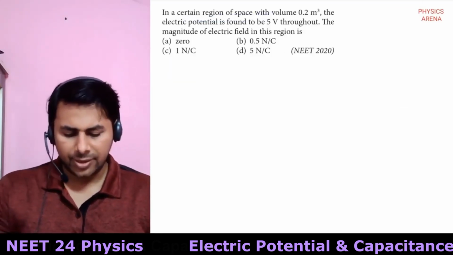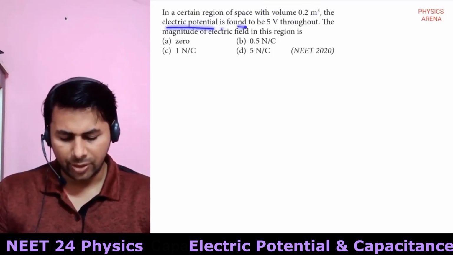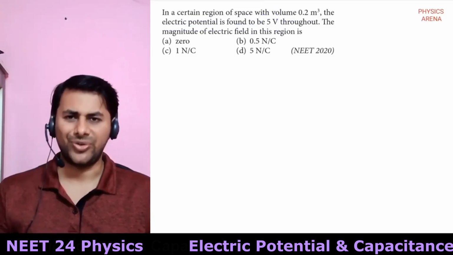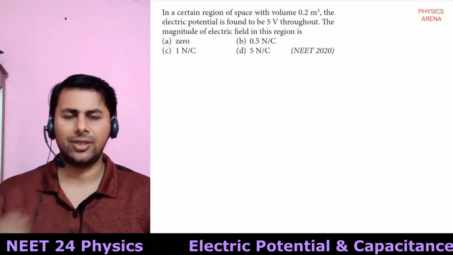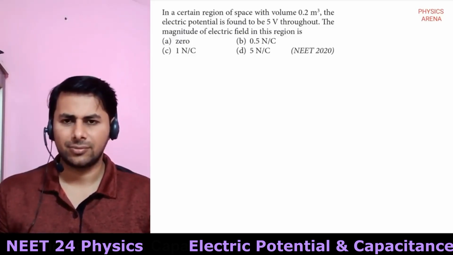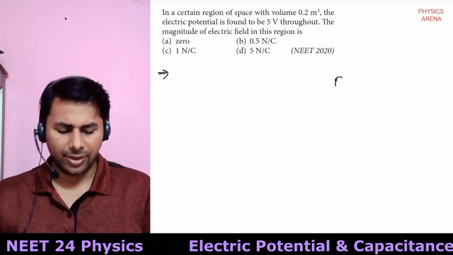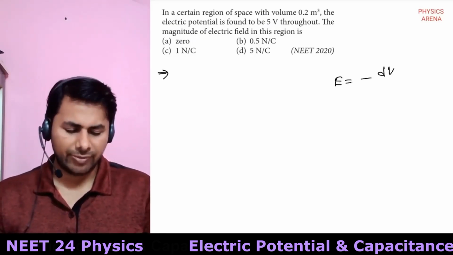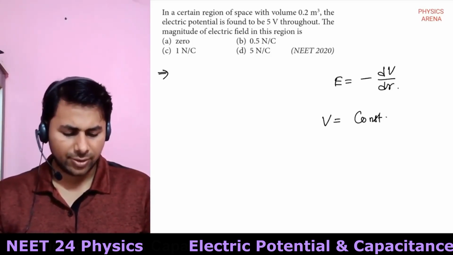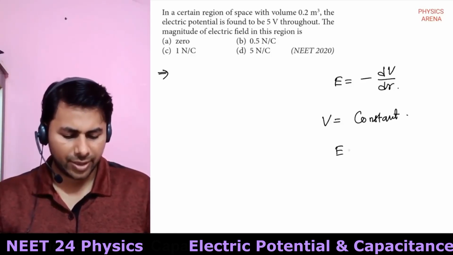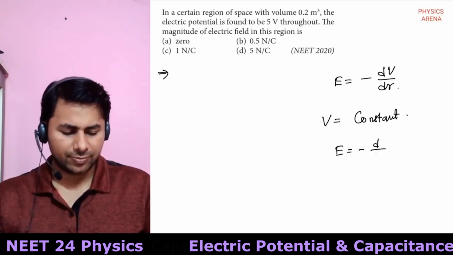In the region of space with volume 0.2 meter cube, the electric potential is found to be 5 volt throughout. Everywhere the potential is 5 volt. The magnitude of electric field in that region is? So the electric field is equal to what? Minus of dV by dr. If V is constant throughout, what will be the electric field? What is the derivative of a constant?